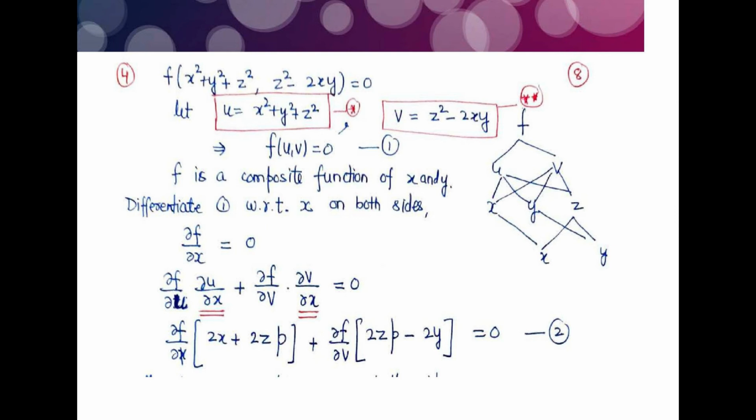And now we have the formula for u and v given by star and double star. We can find out the values of these two derivatives. So derivative of u with respect to x is 2x plus 2zp. That is the first bracket in equation number 2. And similarly derivative of v with respect to x. Now while finding this derivative of u with respect to x and derivative of v with respect to x, just remember that z is not independent, it is a function of x and y.